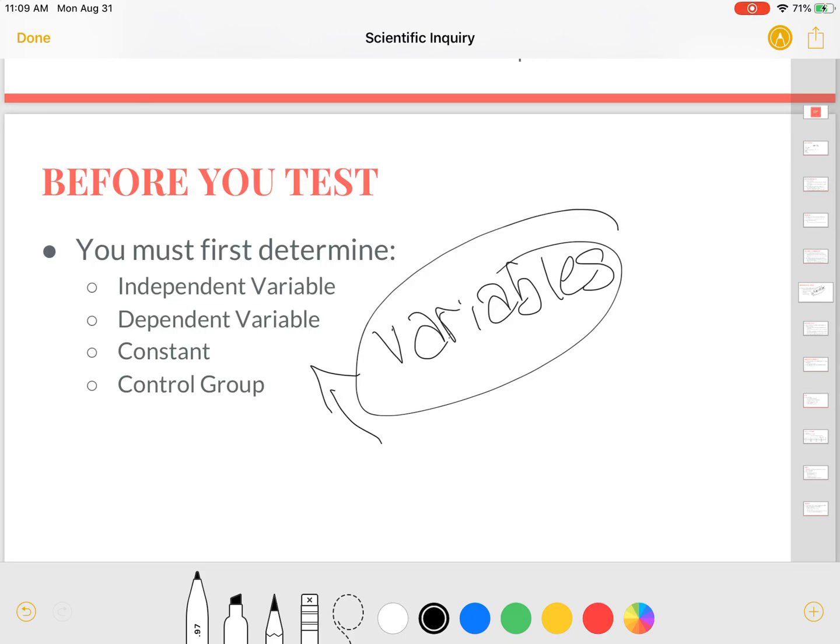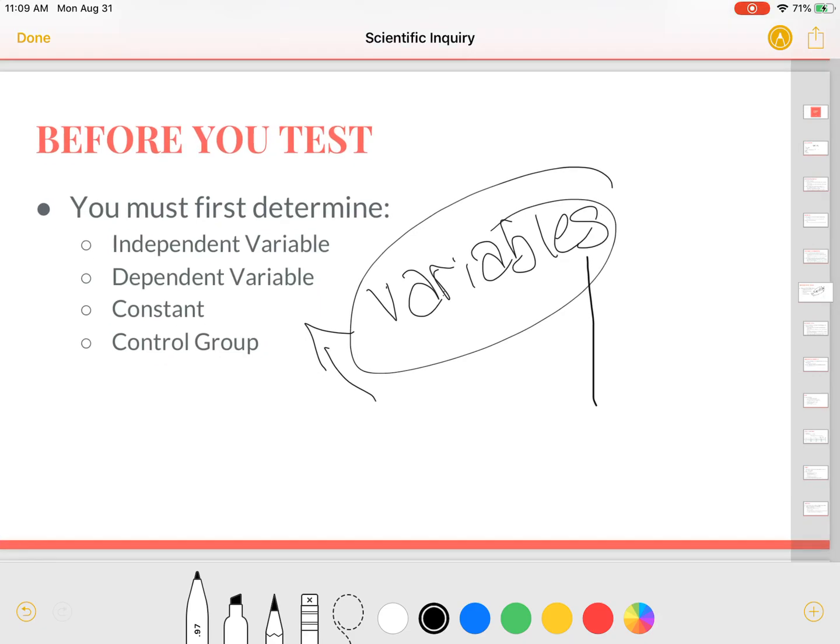Variables always change, okay? You hear about variables in math. It's the X or the letter. That is going to be the same thing in science. It's stuff that can change. From equation to equation, X changes its value. From experiment to experiment, our independent variables are different, our constants are different. Nothing is the same across the board because it all just depends on what we're actually testing.